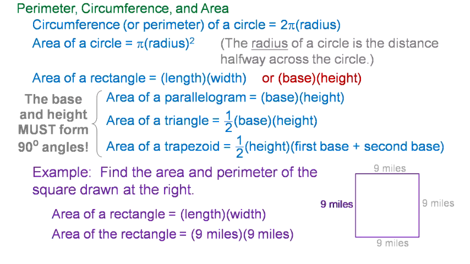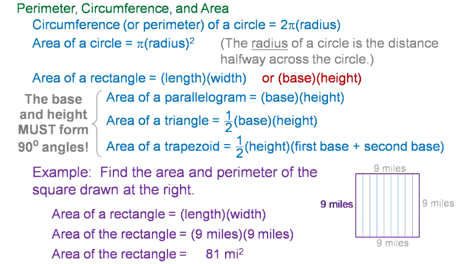Since the length and width of this rectangle are both 9 miles, I can substitute these measurements into the formula as you see here. To simplify this, I'll note that 9 times 9 is equal to 81, and that I can multiply miles times miles by writing square miles.